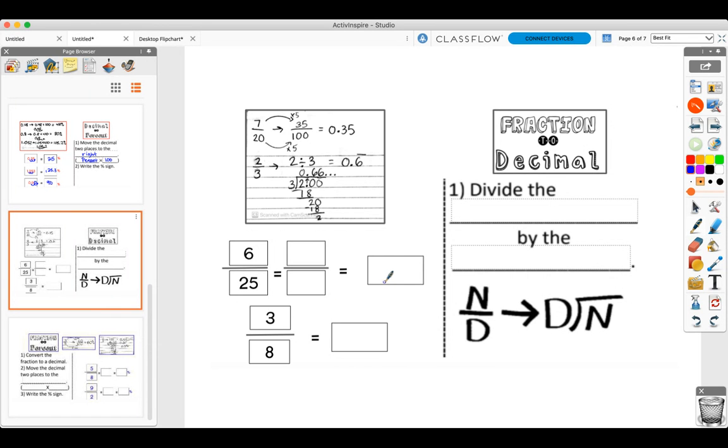Fraction to a decimal. This is the one that's going to require the most amount of work because you actually have to divide. So you're going to have to divide the numerator by the denominator. The denominator goes on the outside, the numerator goes on the inside. So your dividend is underneath and your divisor is on the outside.